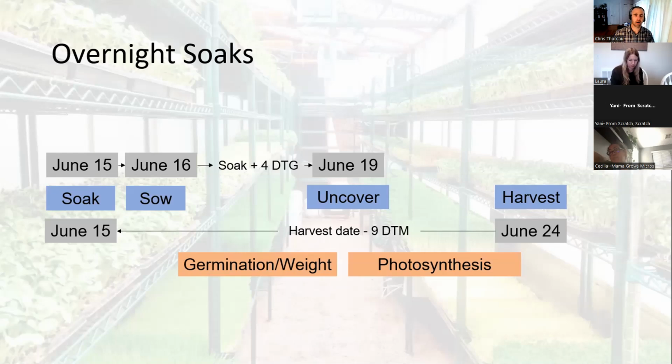So something to keep in mind, if you're doing an overnight soak, you're adding another day to your cycle, or you're just adding another step to the cycle in that regard.